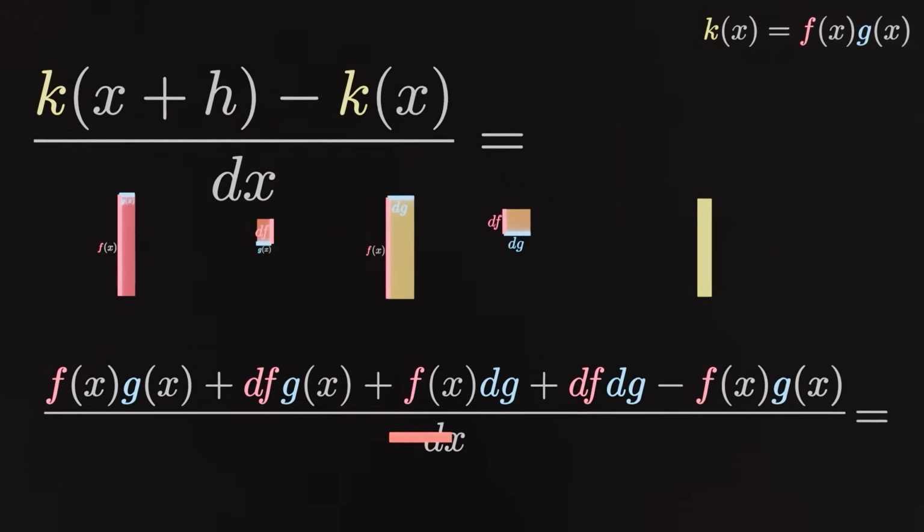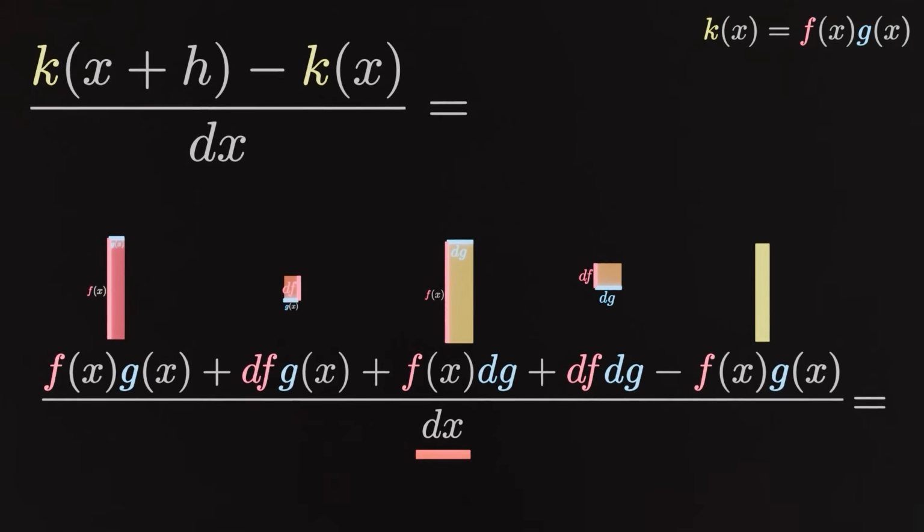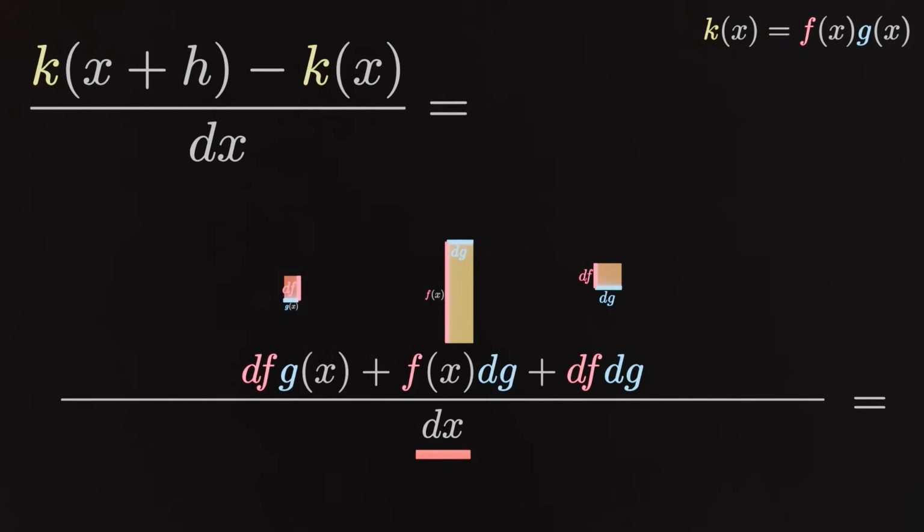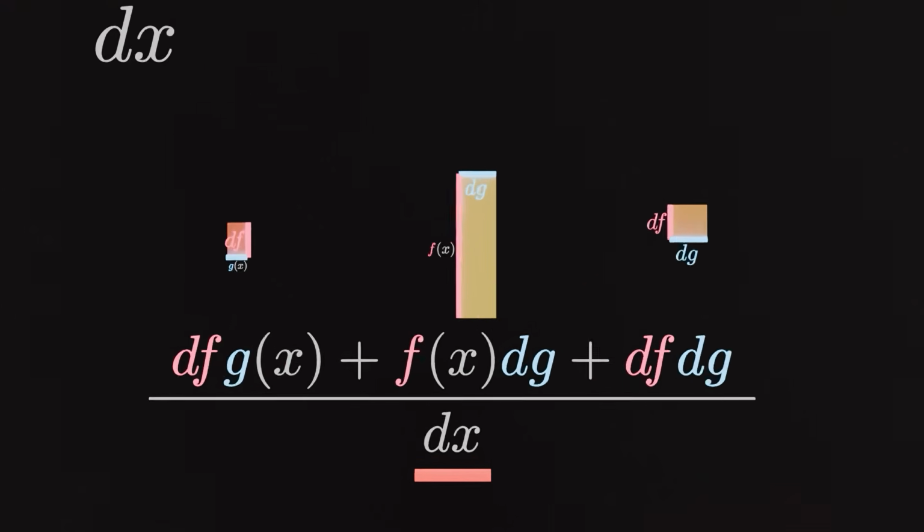So, back to our equation, both of these rectangles contain this rectangle, so if we subtract them out, we just get a gap. And that means that all that's left is these three rectangles right here, divided by dx. So, this is what we end up with.